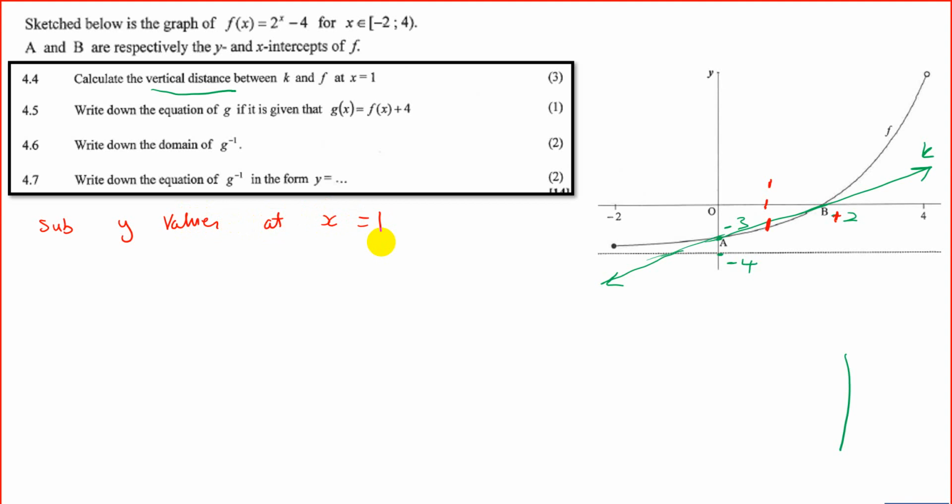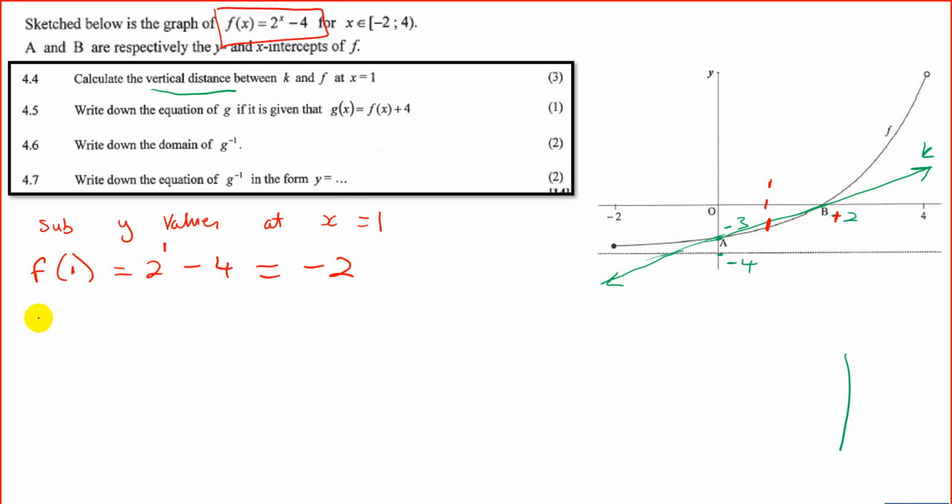So remember what I'm saying, to find the vertical distance, we're going to subtract the y values at x equal to 1. So if we look at the f graph, we're going to sub in 1 into the f graph to find out what the y value is. So it's 2 to the power 1 minus 4, and that gives us negative 2.